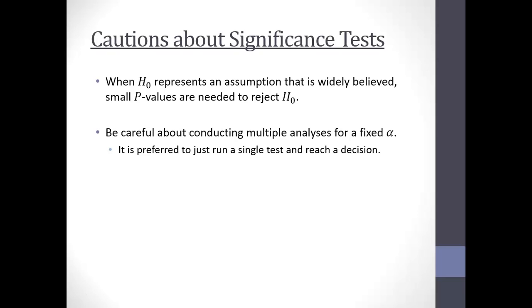So let's think now about some cautions for significance tests. We haven't really talked about how to choose your significance level. We often said alpha equals 0.05, but it could be smaller, it could be larger. Remember that alpha is often 0.05 or 0.10 or 0.01. Those are some usual choices, but again, it could be whatever you want it to be.